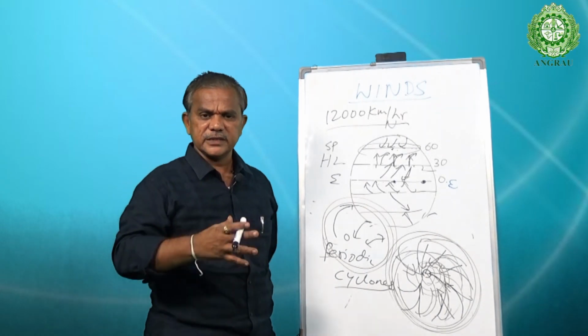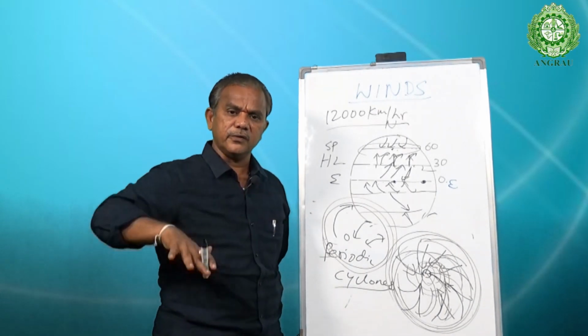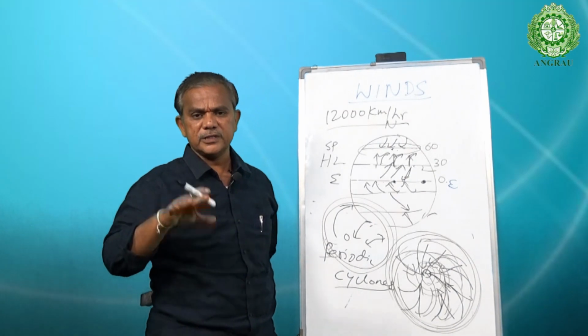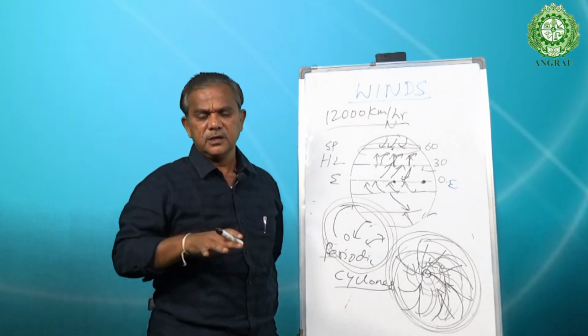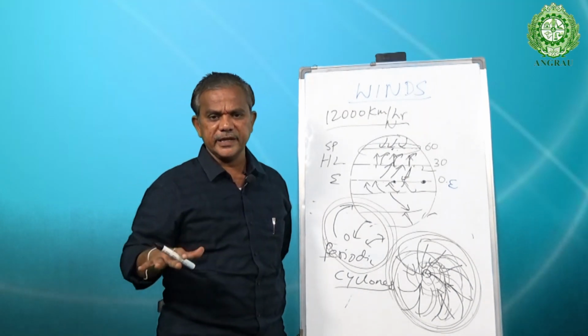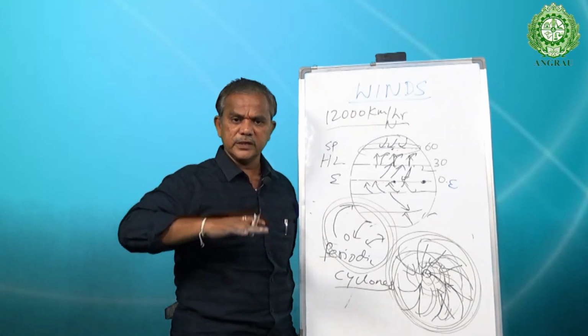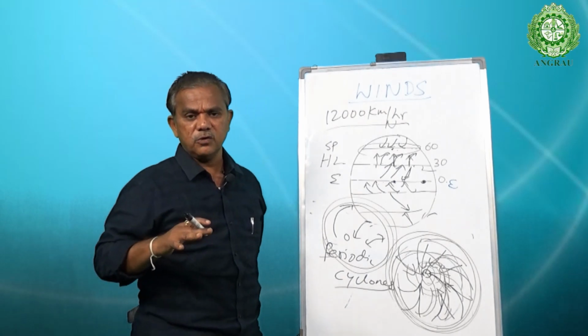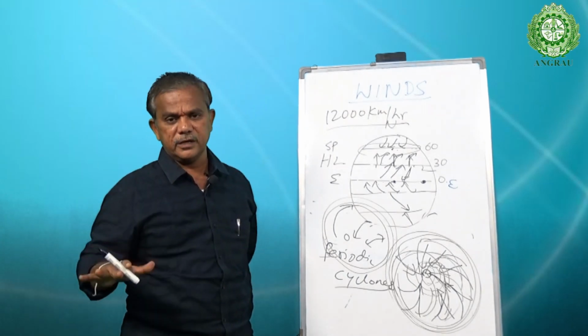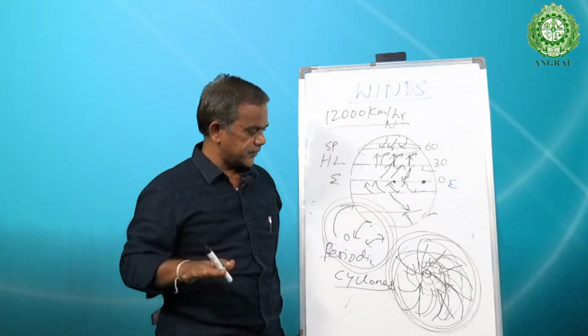If the hurricanes or the cyclones exist on the sea surface, there is not much damage except to the sailors. So we should take precautions for sailing, etc., for those who are moving on the sea surface. But if they move onto the land surface, they are more destructive, both physically and mechanically. So these are some small aspects of wind movement.